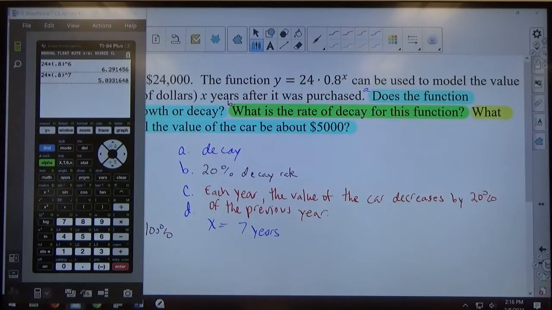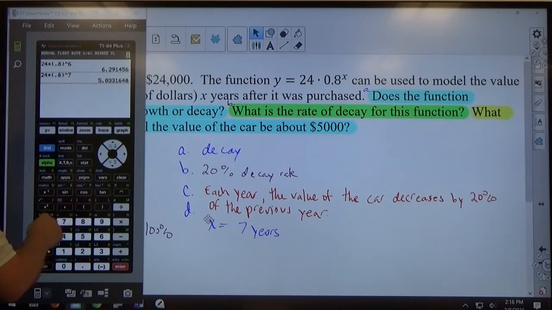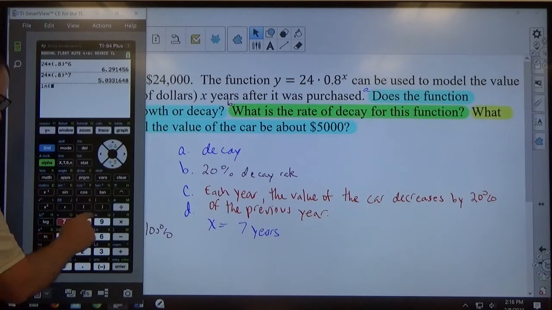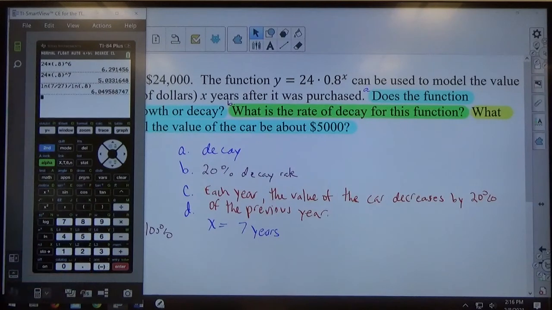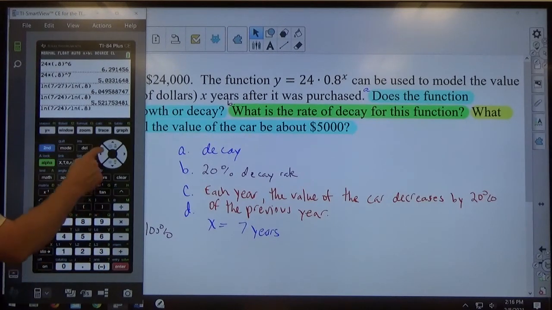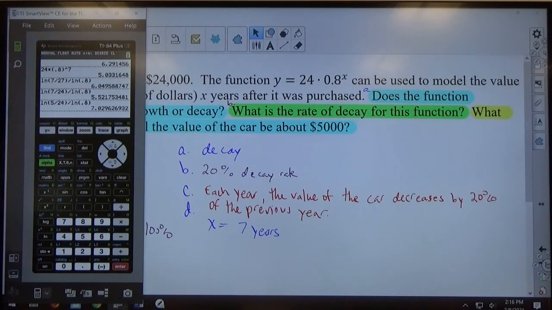When we get to chapter 6-3, when we're doing logarithms, we would solve this equation using logarithms. The exact amount of time it would take to get down to, oh, I did 27 instead of 24. Oh, I'm getting $7,000. Try one more time. There we go. It would take 7.0296 years to drop to exactly $5,000.